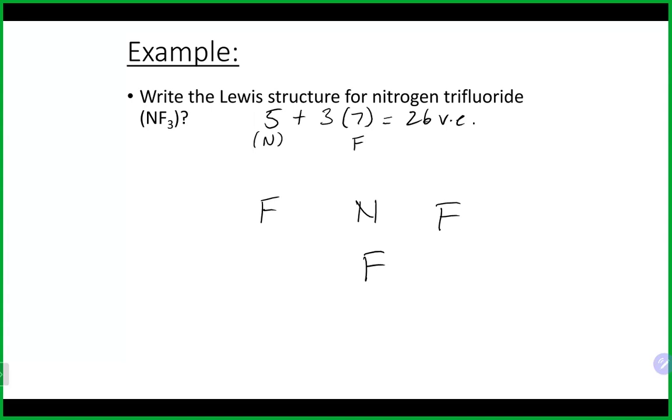I'm going to do 1 single bond to each fluorine, and I'm going to show that with lines to represent those bonding electrons. I did 3 lines in this case. Each one represents 2 electrons. That is a total of 6 electrons I just put on my picture. I now have about 20 electrons still to go.